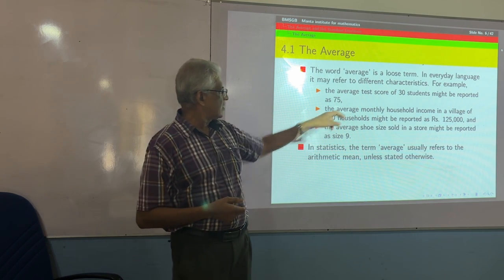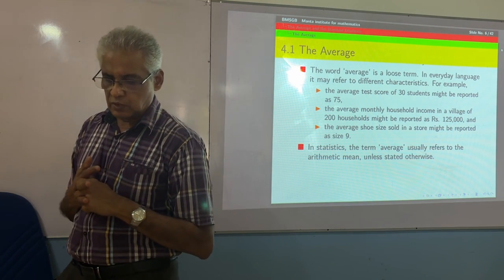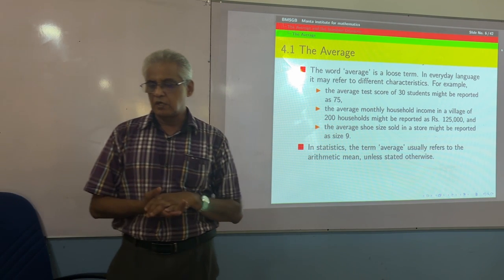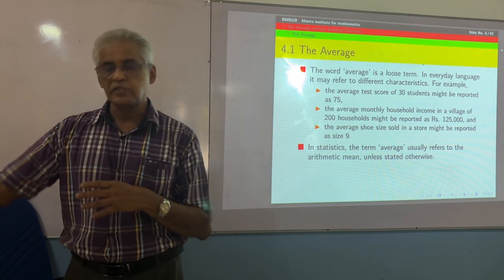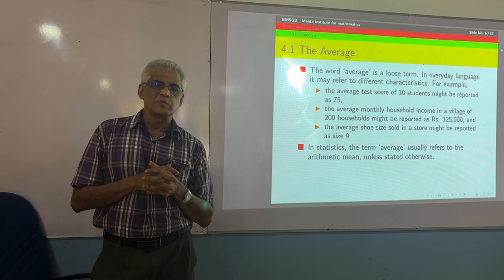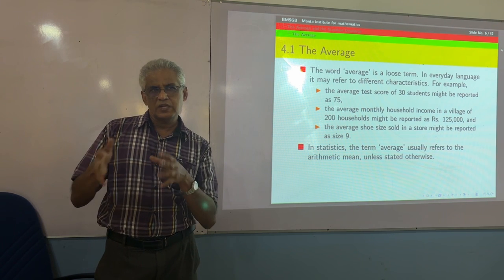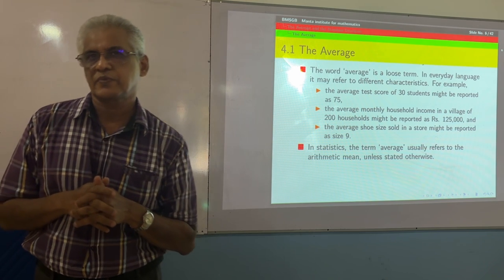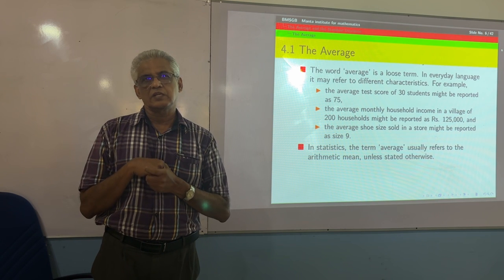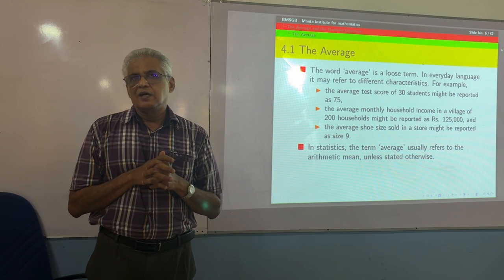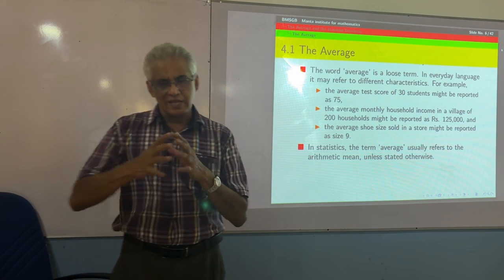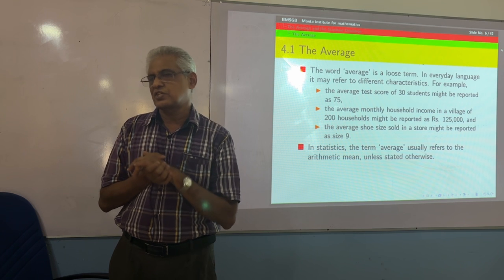Right? If you look at this example, the average monthly household income in a village of 200 households is equal to 125,000. So in this case, you have to think a little bit. They say average. So what average are they talking about? Usually when you talk about something like income, monthly household income, what will happen if you use the arithmetic mean as the center or the average?